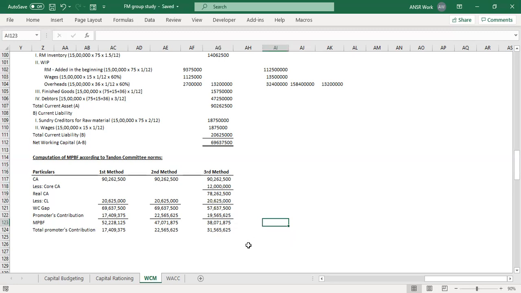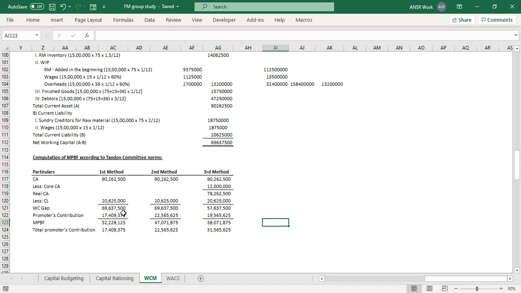Total promoter contribution will not be asked in the question. It's just for the purpose of knowing what exactly is happening. That's why we are doing it. If you look at it, in the first one, 52 28 125 was the amount of bank finance. Then how much is the promoter investing, how much is the owner investing? You simply deduct this value from the working capital gap.